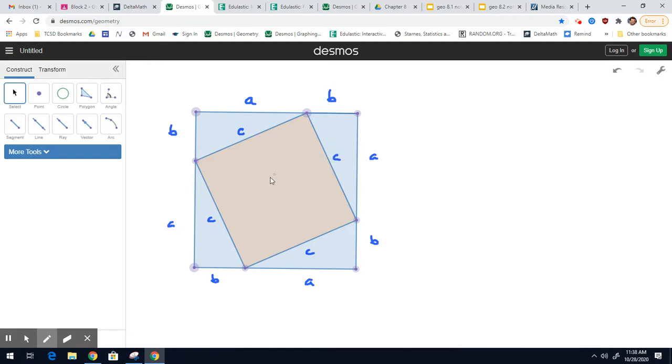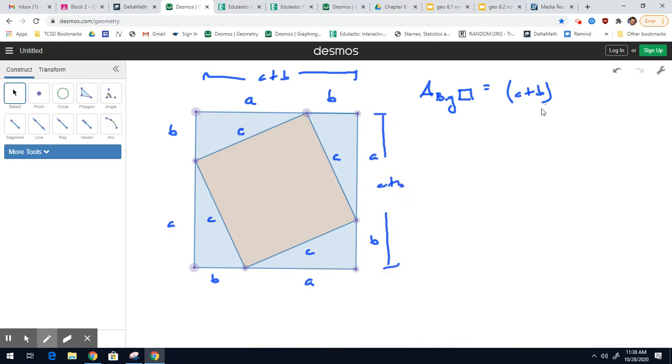We're going to use area to prove the Pythagorean theorem. So what is the area of the big square? Well, the area of the big square is going to be A plus B. This side is A plus B, if I add the A and B together. And we're going to multiply it by this side, which is also A plus B. Well, this is a binomial times a binomial from your Algebra 1 days. You're going to distribute this or FOIL this.